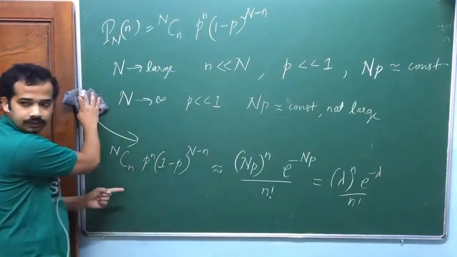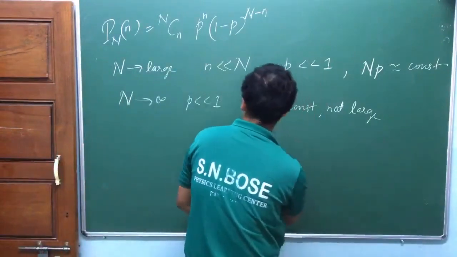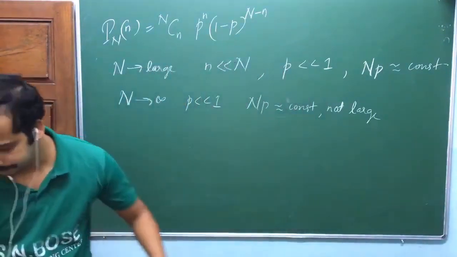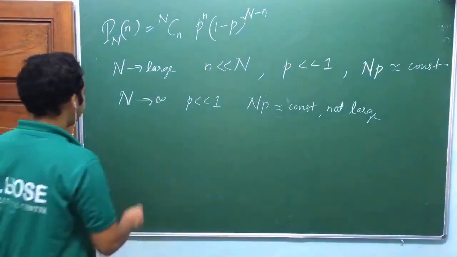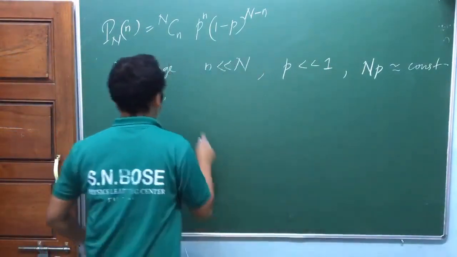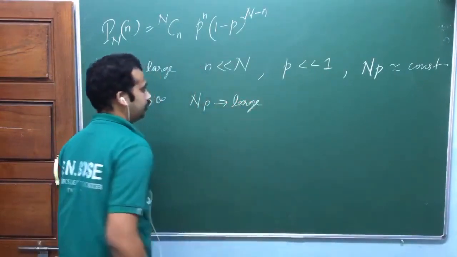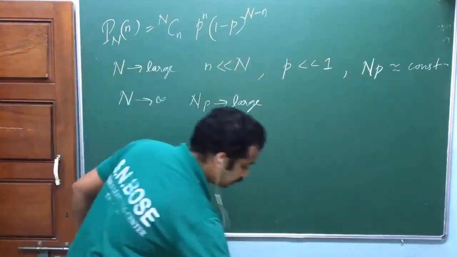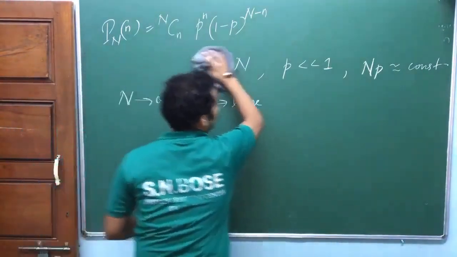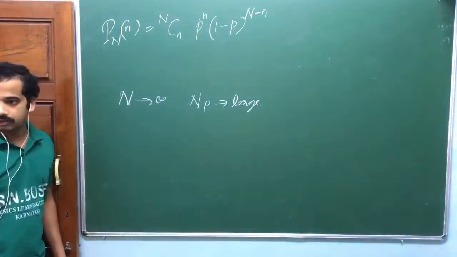Have you written this one? So shall I rub it out? The same thing. N is very large, and NP is also very large. Is that okay? Here, again, in the Poisson distribution we have taken NP nearly constant. Am I right? Here N is very large, NP is also large.